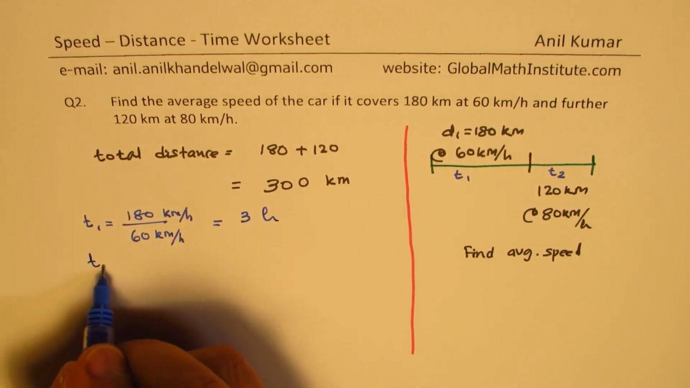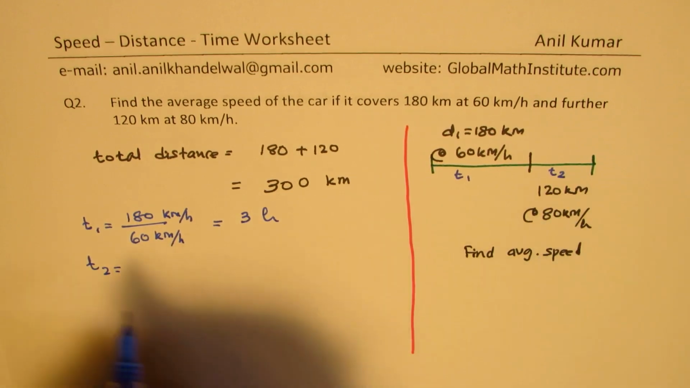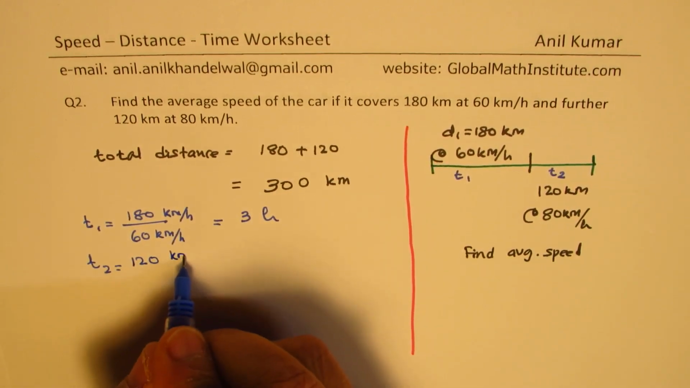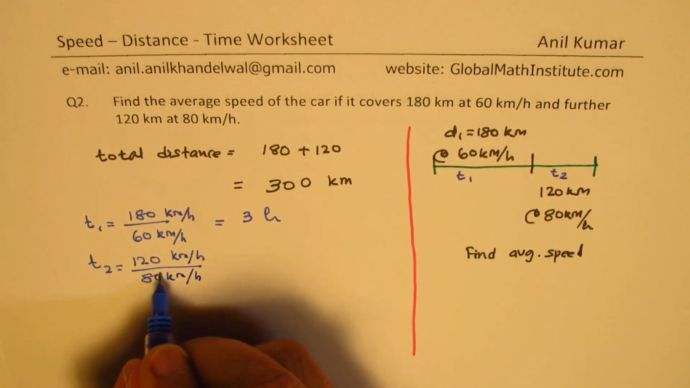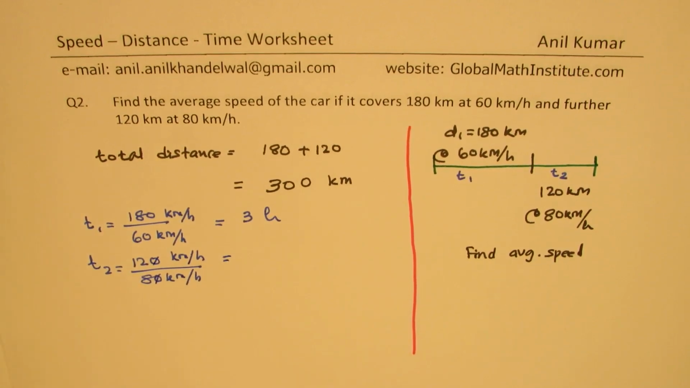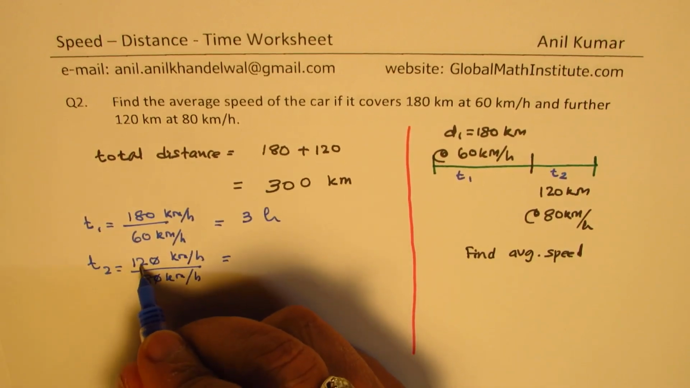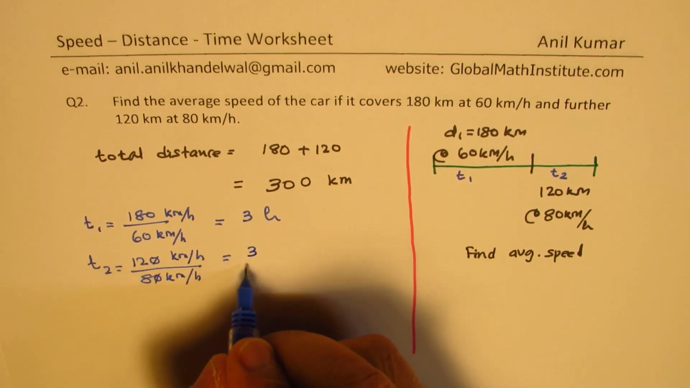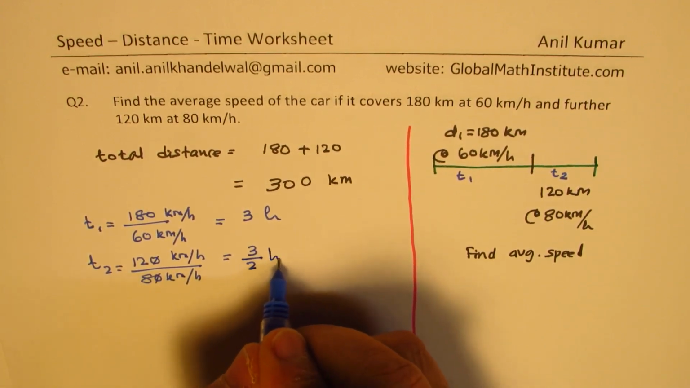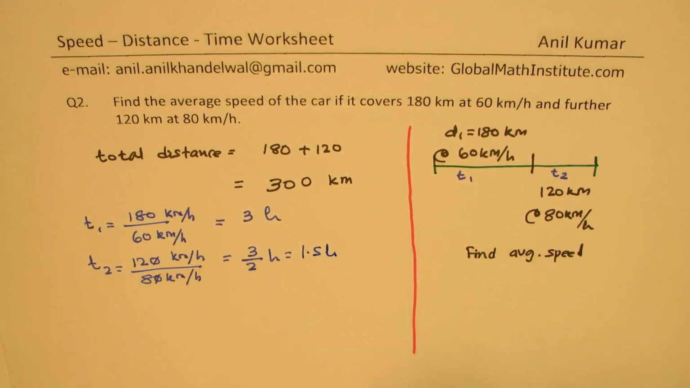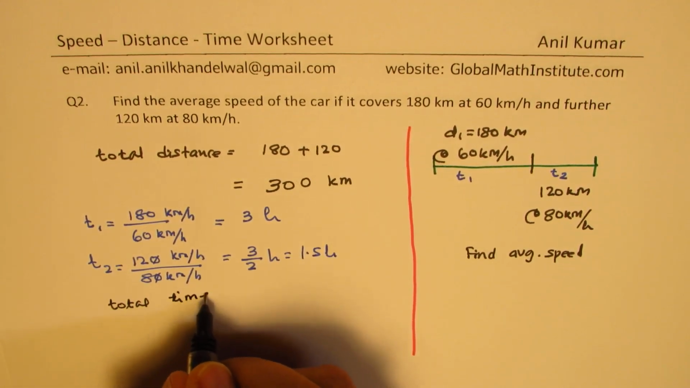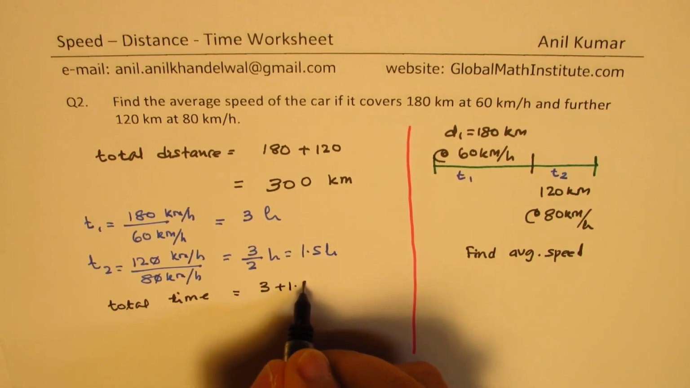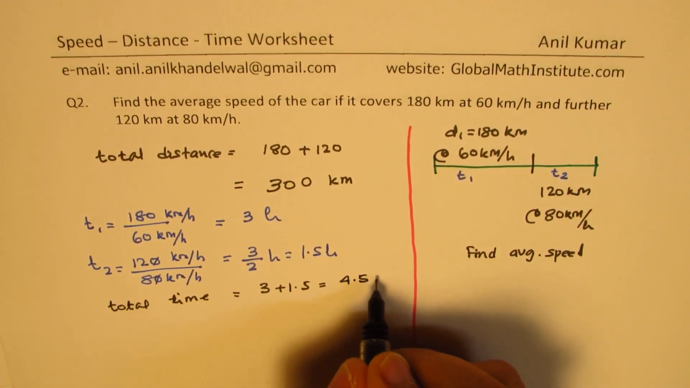hours. And the second duration of time is 120 kilometers divided by 80 kilometers per hour. And that gives you, we can divide both by 4, so we get 3 over 2 hours or 1.5 hours. So the total time for us is how much? Three plus 1.5, so we have 4.5 hours.